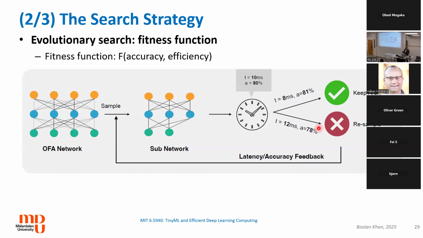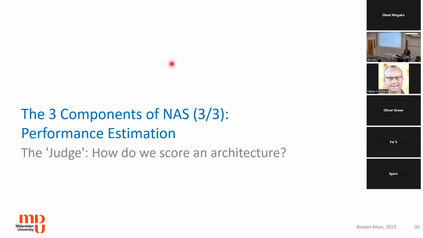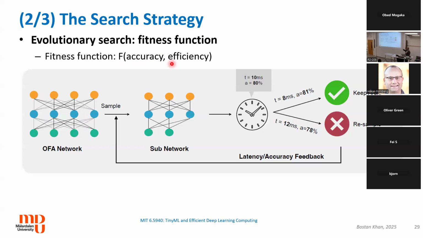So we use an evolutionary search in this case, and we use a fitness function. This fitness function could be based on accuracy and efficiency. By efficiency we mean the constraints: the MAC constraints, the number of parameters, and the storage constraints, and the accuracy is what we want to maximize. We will get back to this evolutionary search again and explain it in detail. It's quite interesting.